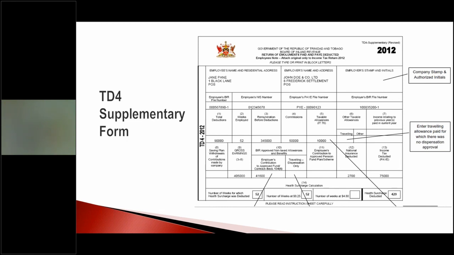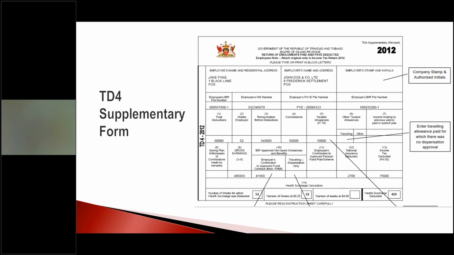As an employer of people, you need to go to the Board of Inland Revenue, and these forms are pre-printed for the relevant year in question, and they will give you these forms. You have to do a letter under your business letterhead, indicating the number of employees you've had for the year, and they will give you sufficient forms for you to do this. These forms must be filled out in quadruplicate.